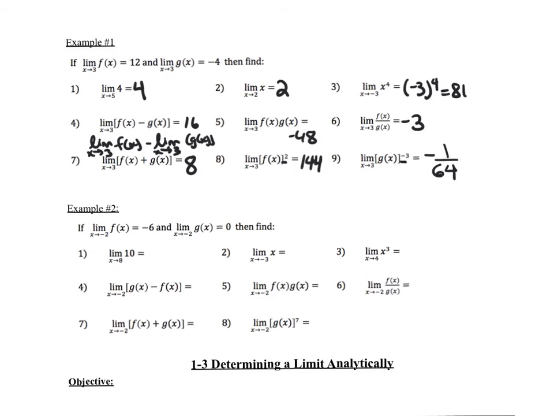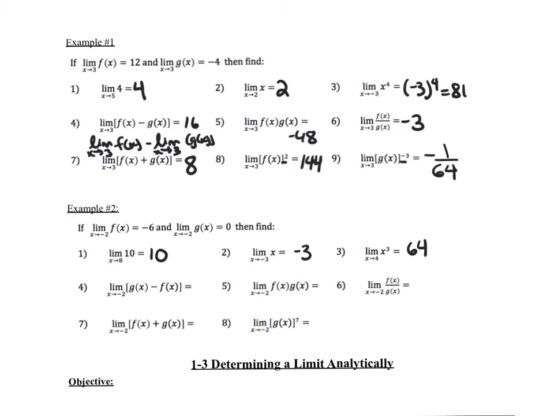Okay, we'll try another set of examples, again using the rules. This time we're looking at the limit as x approaches negative 2 for f of x and g of x. For example number 1, it doesn't matter, it's a constant, so we say 10. Number 2 is negative 3. Number 3 is 4 to the third, or 64. Because these are all constant functions or linear functions, we don't have to use the limit of f of x or the limit of g of x.